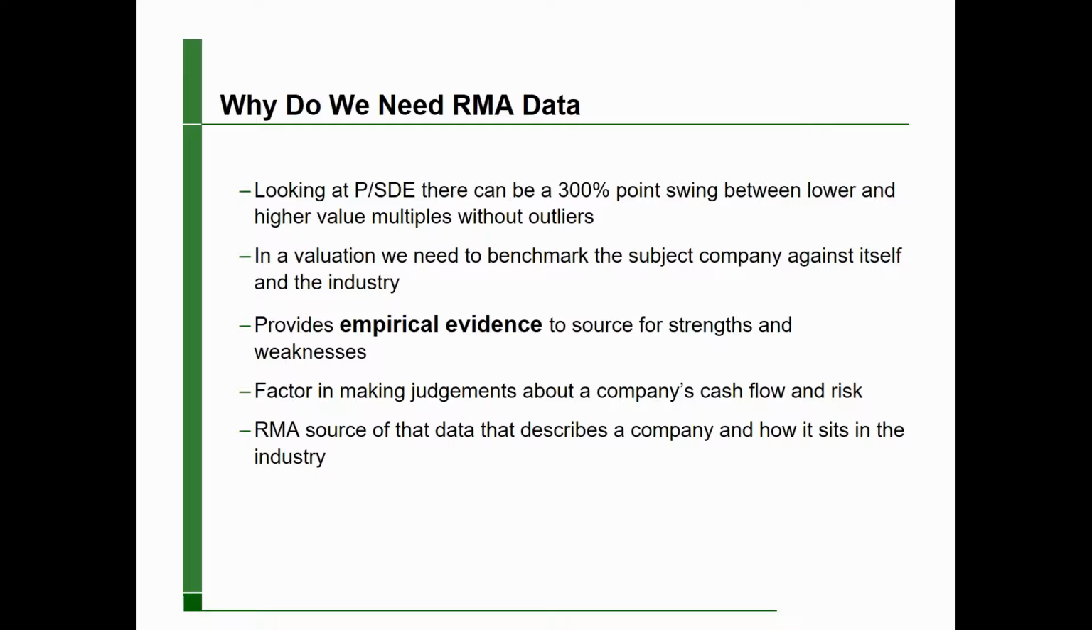Sometimes using this data can be a factor in determining a company's cash flow and its risk. Take just a simple margin analysis. If you have a company that's doing a 60% margin, and the rest of the industry is doing a 75% margin, the ability for it to generate its cash flows is a lot stronger. That might make a difference in your discount rate, or in adjusting your multiple in a market method. The RMA data is one source of data that can describe a company and how it sits inside of the industry it's working in.